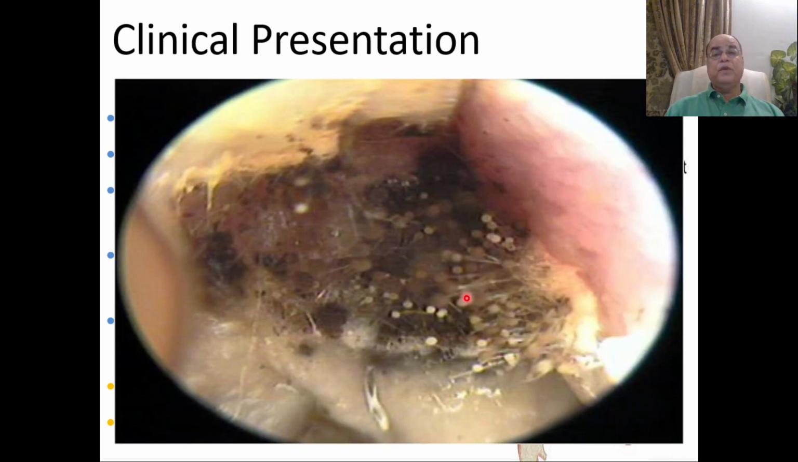So this is the otoscopic view, and here you can see the fungal growth or fungal mass present in the external auditory canal. This is filamentous, different filaments are there, and then there are heads which are blackish in color.